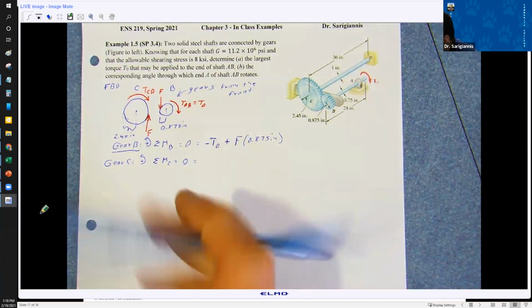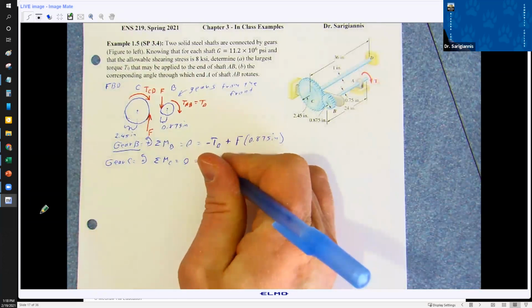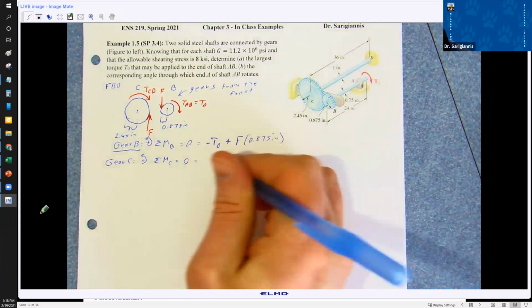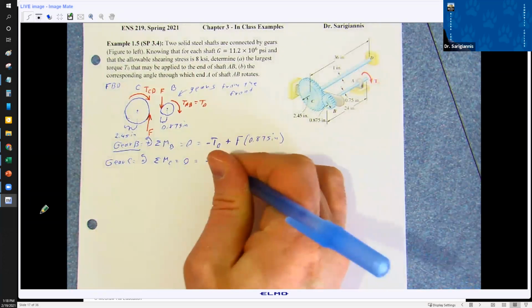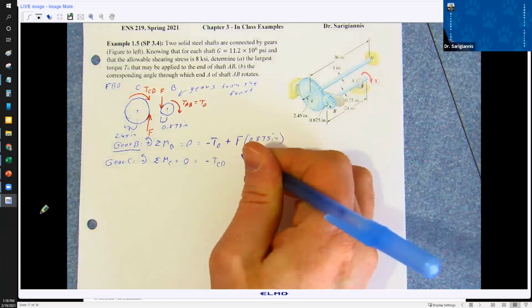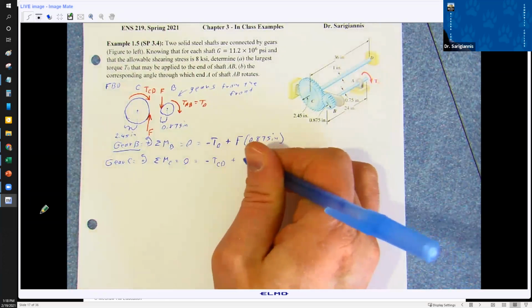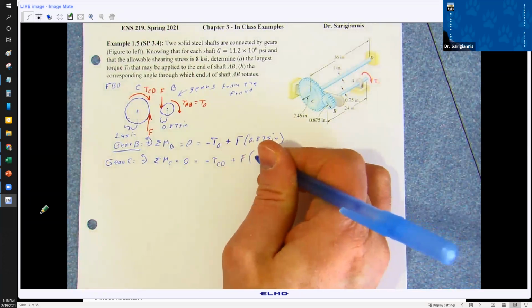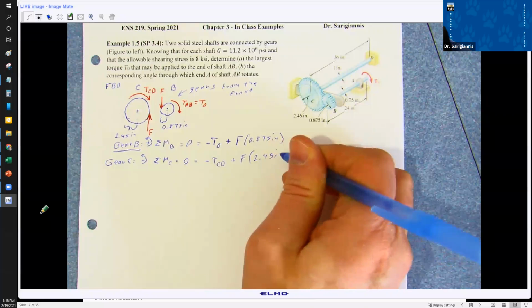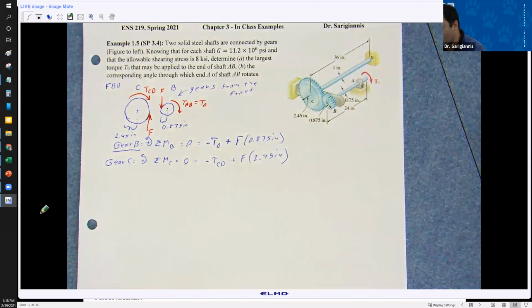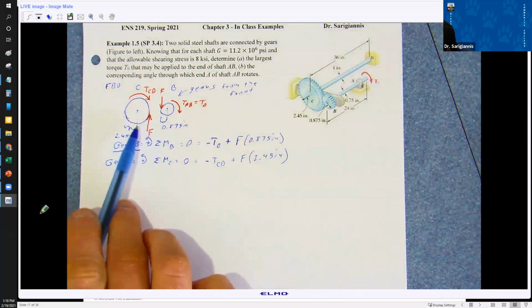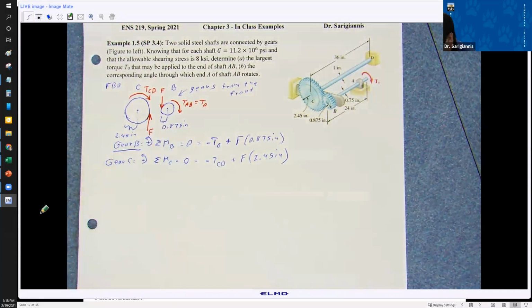And again, notice the directions of the torques and the forces. You've got a negative TCD plus F times 2.45 inches. All this is a force times a distance. And these forces are equal and opposite. So we can basically solve for one in terms of the other.